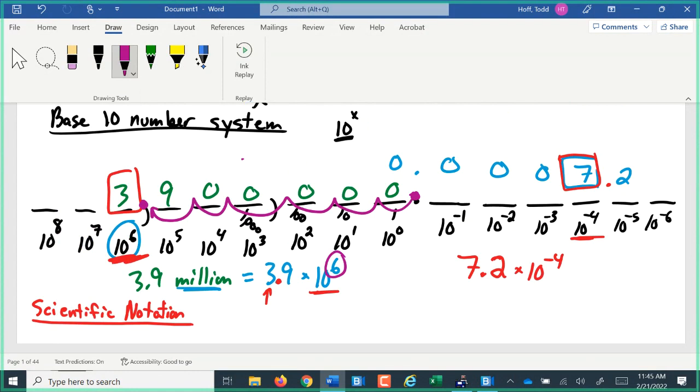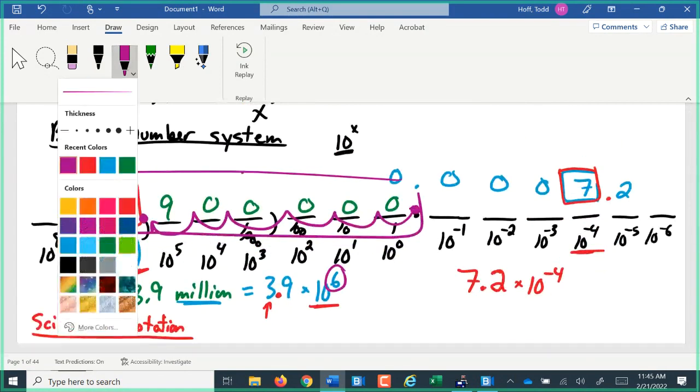The biggest question is, how do we know whether that's a positive 6 or a negative 6? Well, this is a large number, 3 million. In fact, the cutoff is 1. It's larger than 1, so it is in the place values that are positive powers of 10.